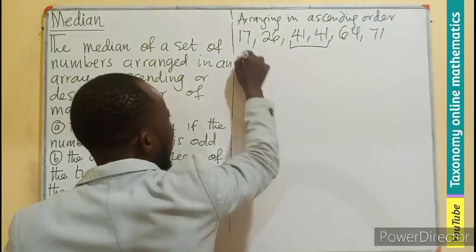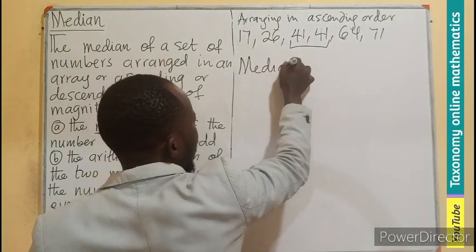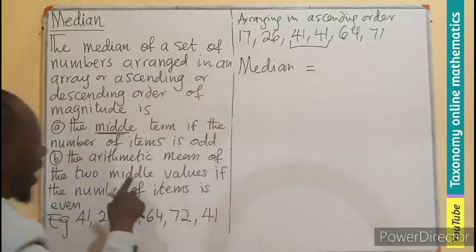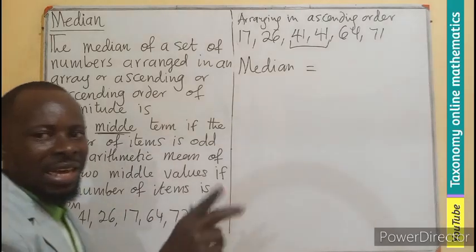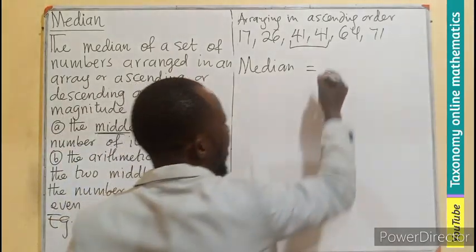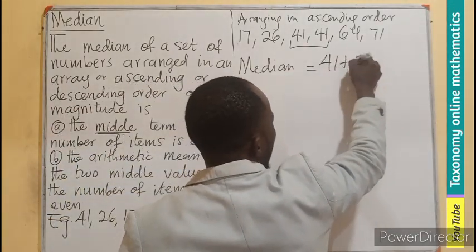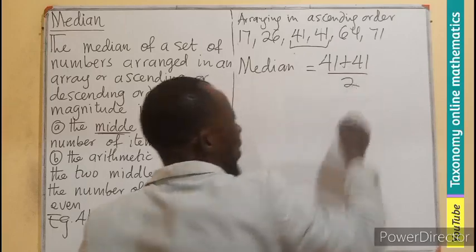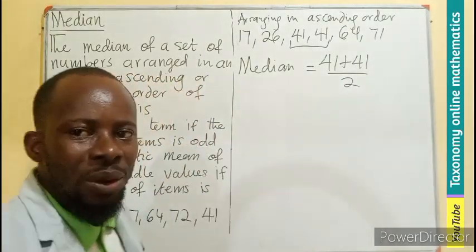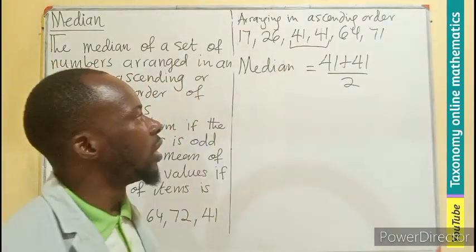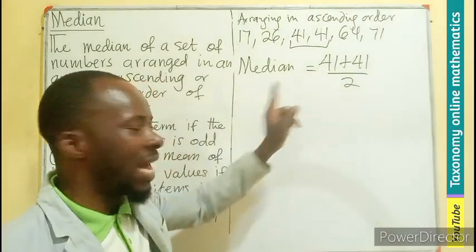So our median, they say, is an arithmetic mean. The mean is the average. So the average of 41 plus 41 divided by 2. We are finding the middle term from those two numbers. I can see you are seeing that they are the same.